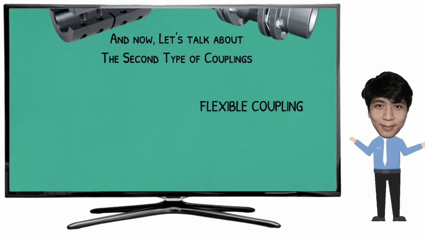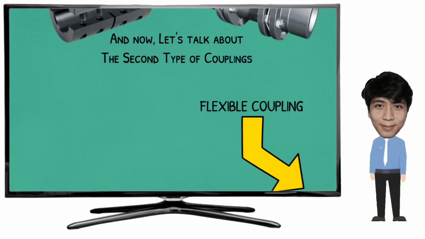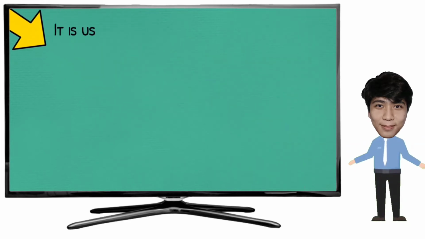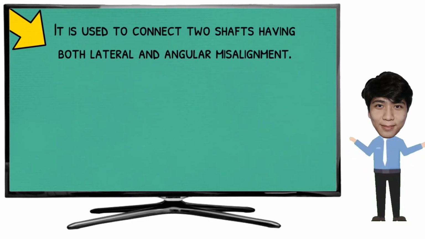Flexible couplings are used to connect two shafts with both lateral and angular misalignment. A flexible coupling has a characteristic to accommodate misalignments as follows: 1.5 degrees for angular and 5 mm for axial.